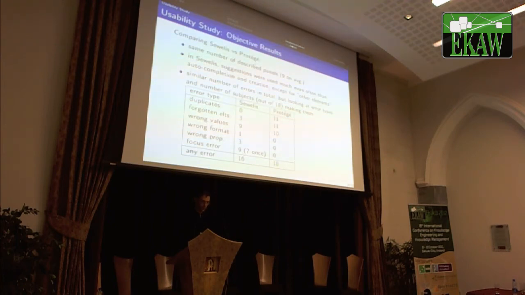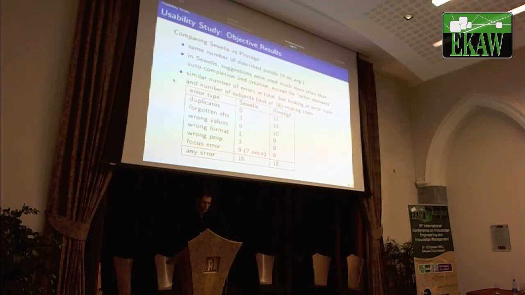So if we look at the objective results, the same number of panels were described with both tools, 9 on average, which is not too bad. So 9 panels were described in half an hour for each tool. In SeeWillis, the suggestions were used much more often than auto-completion, so this proves that at least in this tool, the suggestions by SeeWillis and computed by Utilis were found useful, except for one property for which the suggestions were less interesting.